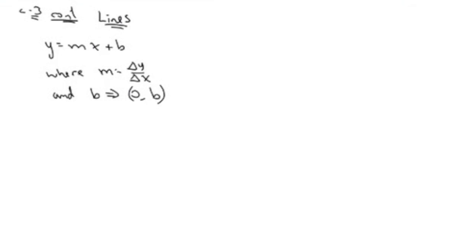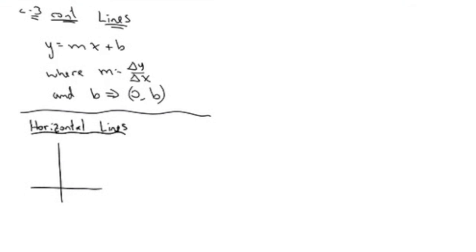Go the other way. Vertical. There's a problem with vertical lines. So let's talk about it. If we talk about horizontal, the graph of a horizontal line would look something like this. It's like a stock price that's going absolutely nowhere.